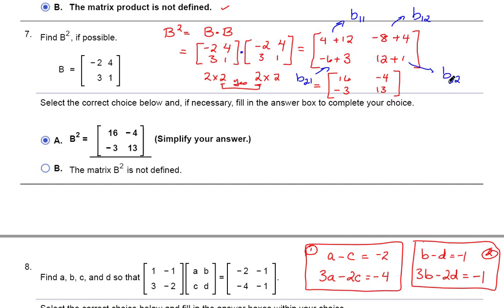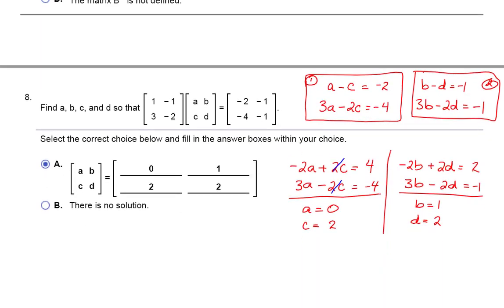And finally, B22, second row, second column. 3 times 4 is 12. 1 times 1 is 1. And then you simply add them up to get your answer. So again, remember, it's the rows of the first times the columns of the second.